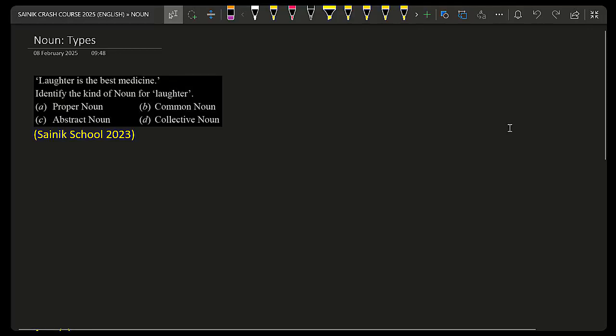Sir, abstract noun. First of all, can you explain each and every option? What is a proper noun? Sir, a proper noun is like a particular name. Yes, particular name of anybody. It's not general, right? Good. And what is a common noun? Sir, a common noun is like a group. It is general. In the general case, it is applicable to everyone or everything in the group, right? So clearly, laughter is not a proper noun or a common noun.